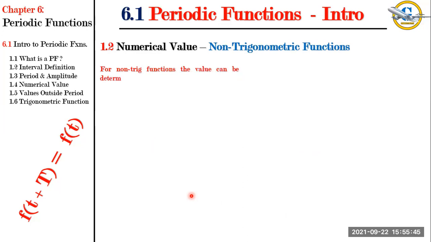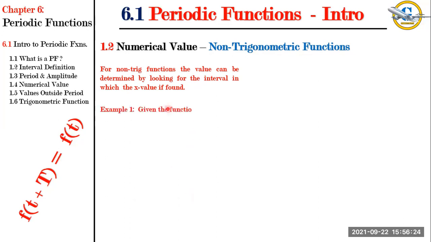For non-trigonometric functions, the value can be determined by looking for the interval in which the x value is found. For the numerical value of a non-trigonometric function, we look for the interval in which x is found, because the functions which are defined with interval notations have sub-functions building up that function. So if they ask for a numerical value, you have to look for the sub-function and the interval in which that value is found. Let's take an example and explain this better.